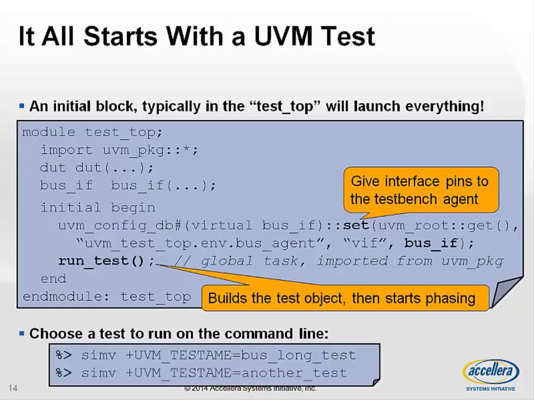Which test is actually called? Well, we supply a runtime plus arg to the simulation to tell it, I want to run the bus long test, or I want to run another test. And typically we'll run lots of these in parallel, thousands, with different seeds and what have you. So the run test method queries the command line. What test am I going to build? And then that's how it knows which one to build.